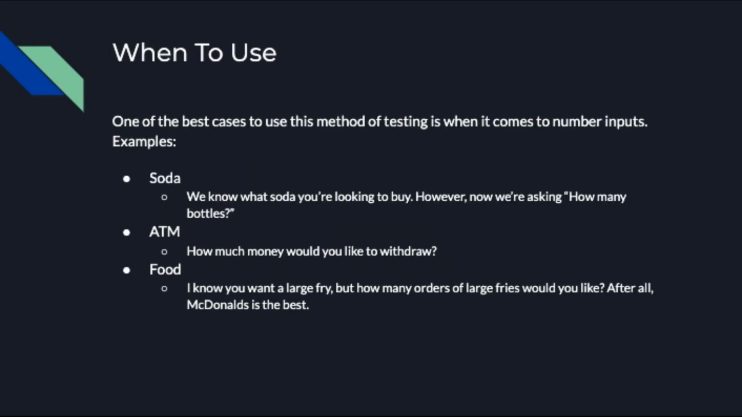For using partition testing, one of the best cases of use seems to be when it comes to simple inputs, such as numbers for quantity. For example, if we know exactly what kind of soda you're trying to purchase, and we're just trying to determine how many bottles you want. Another example would be a dollar amount to withdraw from an ATM. A third example could be food, such as McDonald's. We all love those large fries, so the person at the counter is going to ask, how many orders of a large fry would you like?